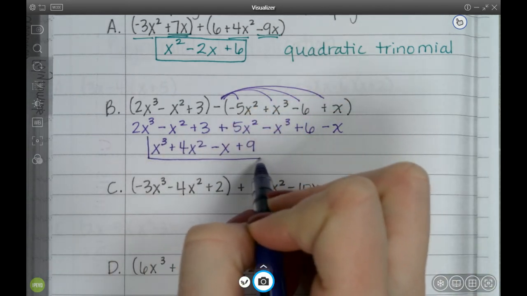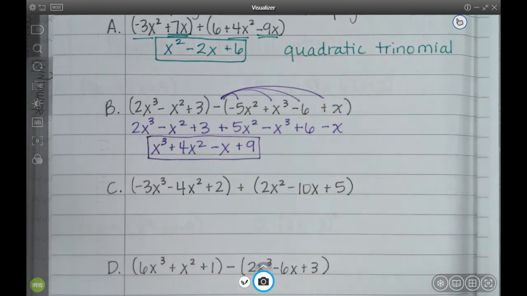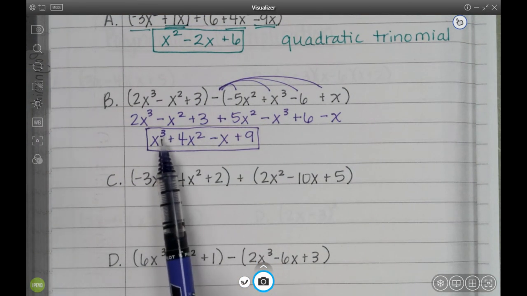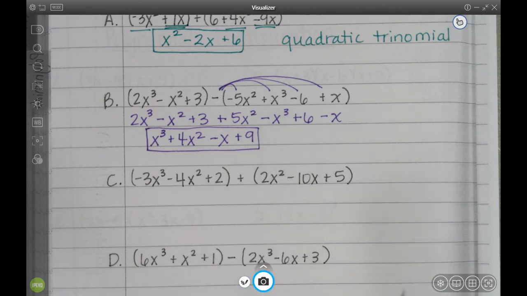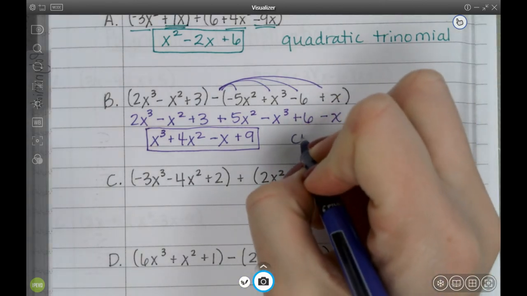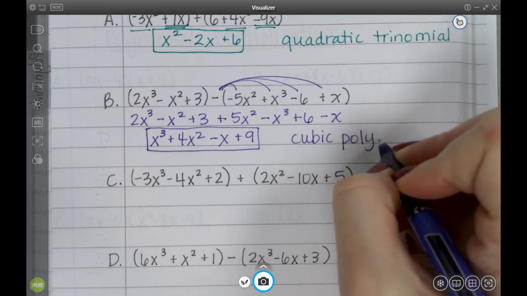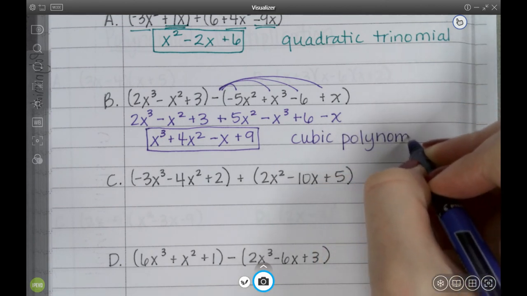And then I have to name it. I have a degree 3 with 4 terms. Degree 3 is cubic. 4 terms is polynomial, so a cubic polynomial.